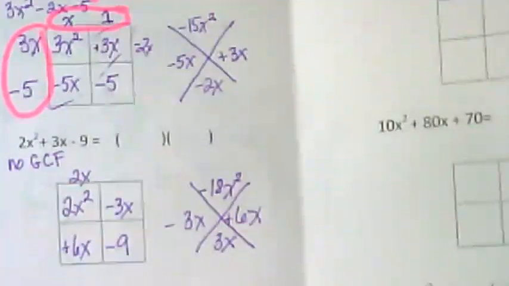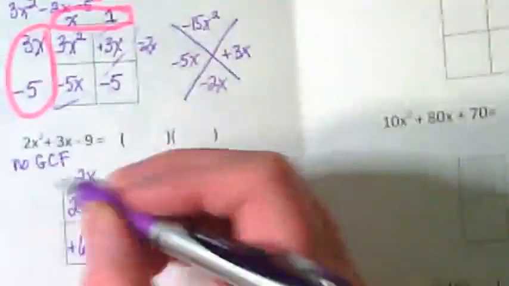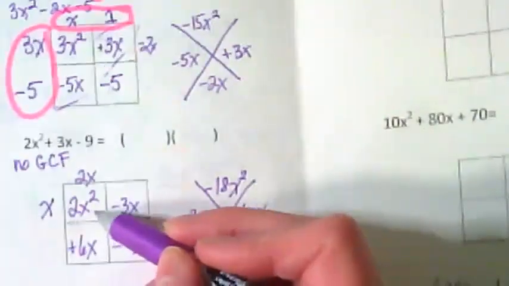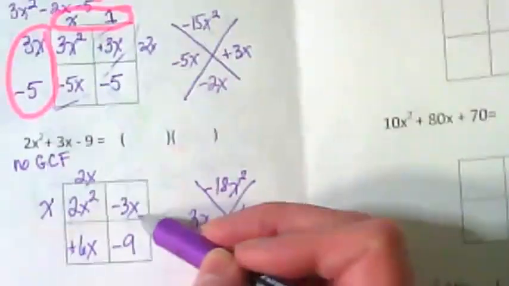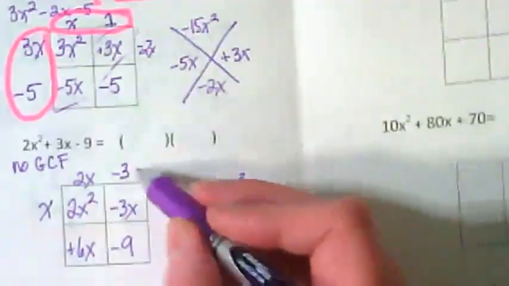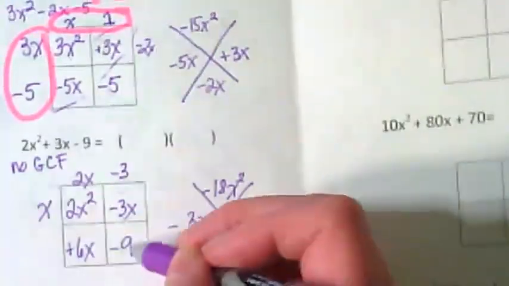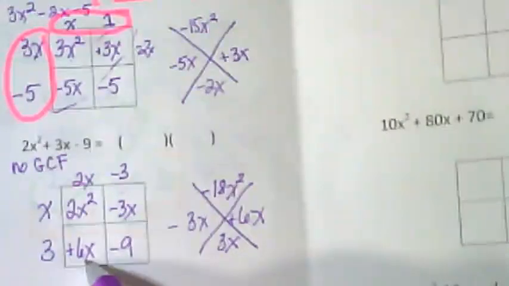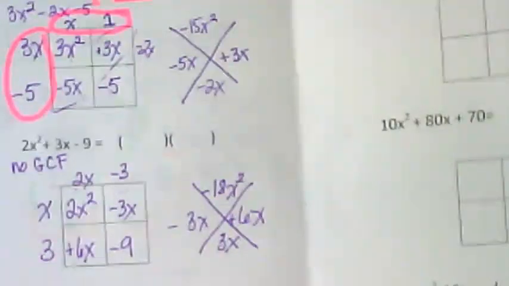Now I'm looking for common factors for the things in the box. I see a 2x shared between these. And if I put an x here, do I get 2x squared times x gets me this box? What would I need to put over here above this to make this negative 3x then? Negative 3. And if I have negative 3 here and negative 9, what's going to go over here to make this negative 9? And then does that 3 work for this box? 3 times 2 is 6, and we have 1x, so it works.